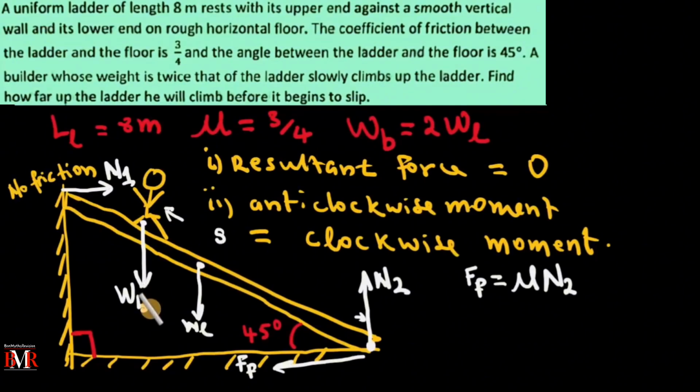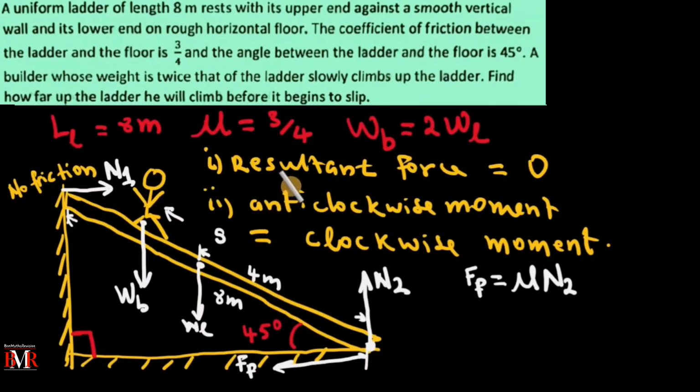We don't know, and you first of all know that the distance of the ladder, as mentioned in the question, is 8 meters. From here to the base here, the ladder is 8 meters. I know the weight of the ladder acts at the center. If the weight acts at the center, it means from the center of the ladder to this point will be half of 8, which is 4 meters.